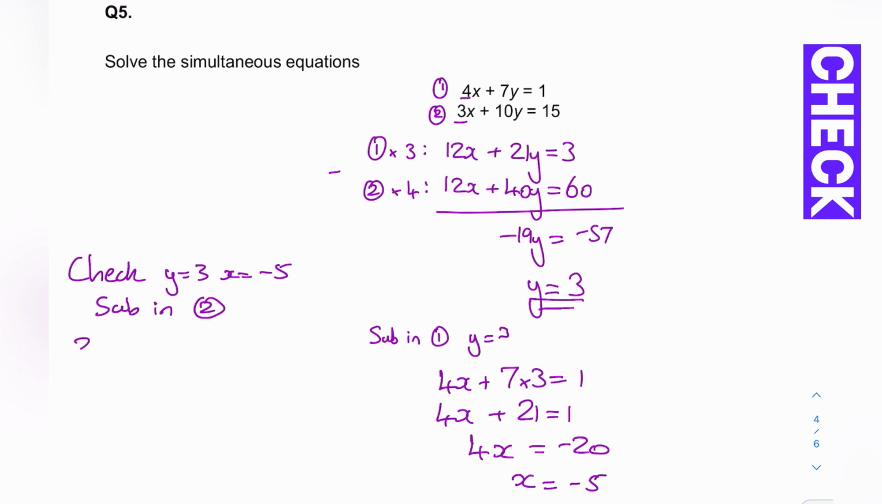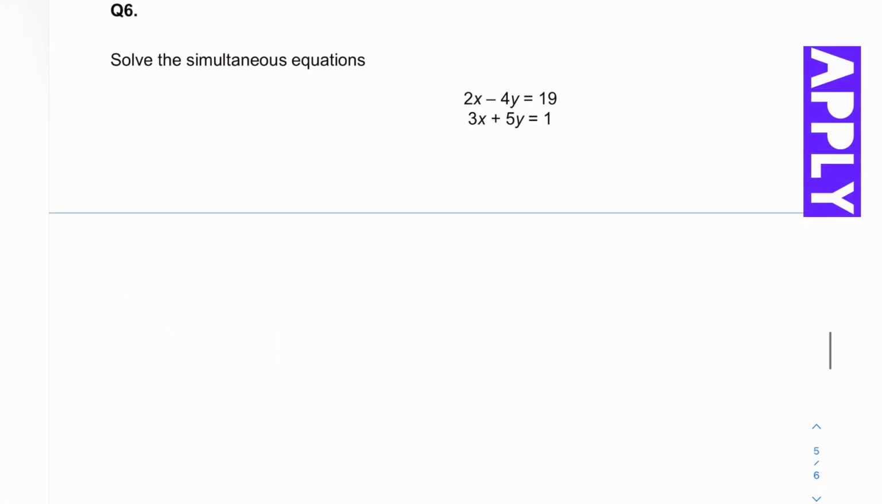So that means we've got 3 times negative 5, add 10 times 3. 3 times negative 5 is equal to negative 15. 10 times 3 is 30. Negative 15, add 30, equals 15. And that's what we're expecting. Okay, so the final question in this set. So if you want to have a go at this, pause the video now.